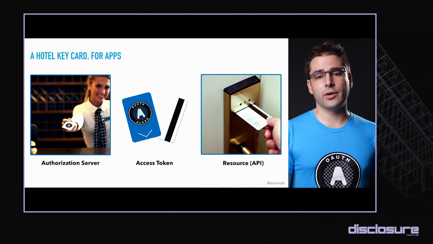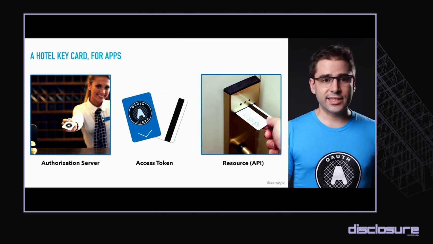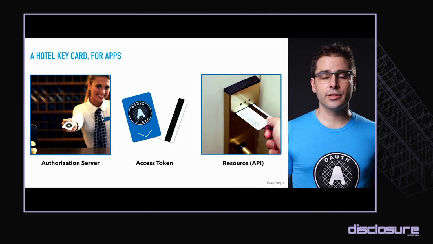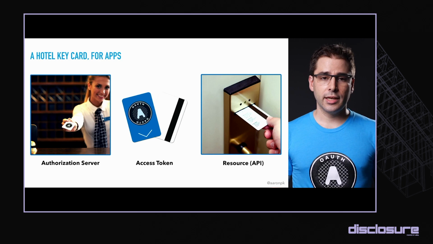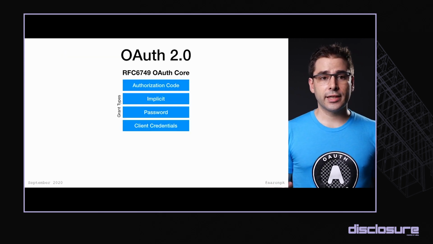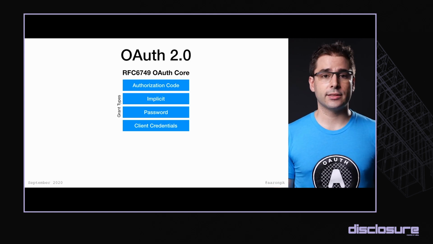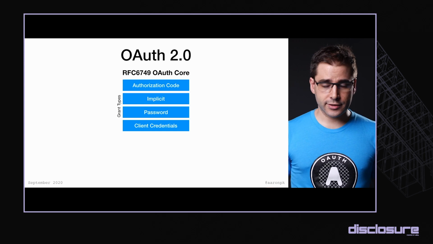That door needs to know how to read the access token, the key card, but you don't as the user. OAuth 2 sets up this framework, a way to go and talk to an authorization server, get an access token, and then go use it at an API. And OAuth actually defines several flows, different ways to go and get this access token. The end result of all of these flows is the same.